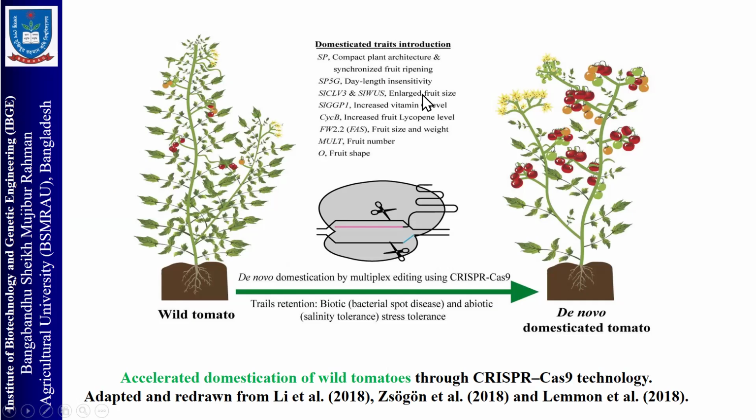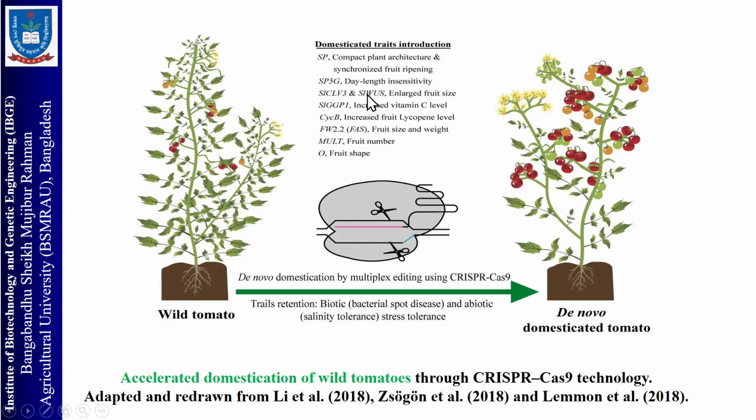But scientists sequenced the cultivated, domesticated tomato as well as the wild tomato. They found that some of the genes are domesticated traits like compact plant architecture, synchronized fruit ripening, day length insensitivity, large fruit size, increased vitamin C level, increased fruit lycopene level, fruit weight, fruit number, and fruit shape. These are the major genes that have been changed from the wild to the domesticated one over 10,000 years of our breeding practices. And now we have this tomato.